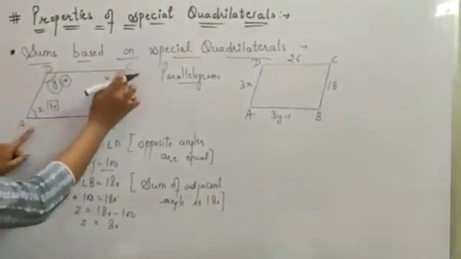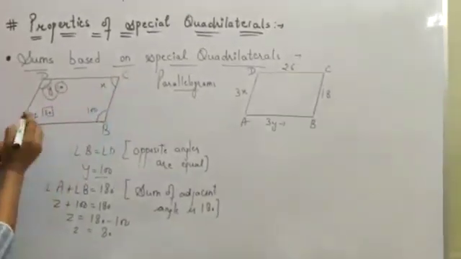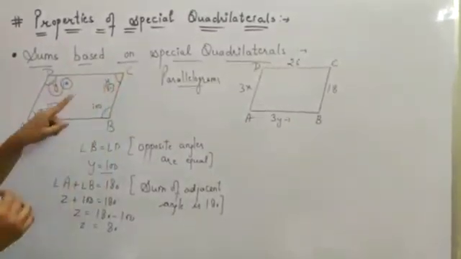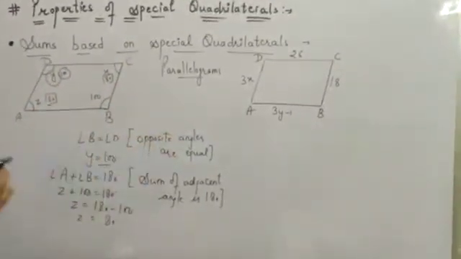Next, A and C. These both are opposite angles. So A is 80 degrees. It means C will also be 80 degrees because the opposite angles are equal.